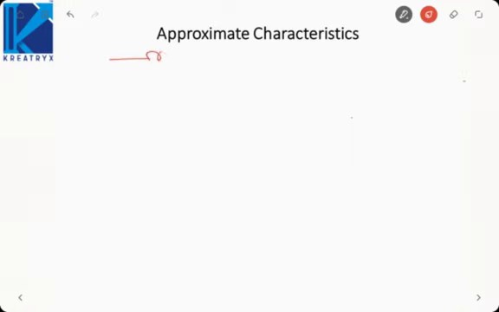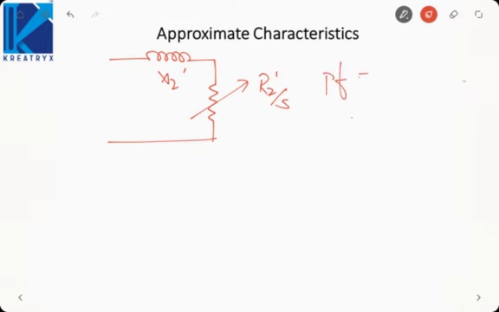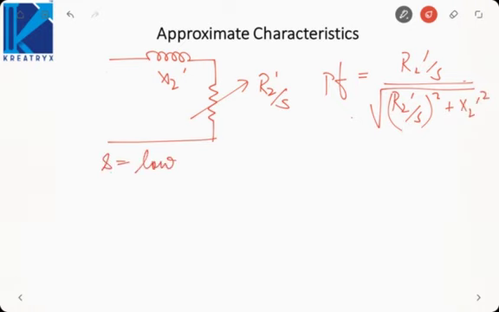Now if we talk about the rotor power factor, the rotor circuit was something like this. So rotor power factor would be R2 dash by S, that is R upon Z, where Z will be the square root of (R2 dash by S) whole square plus X2 dash square. Again, when slip is low, R2 dash by S will be much greater than X2 dash, so we can neglect X2 dash here. So power factor would be almost unity. That means under full load running condition, the power factor of the motor is high.